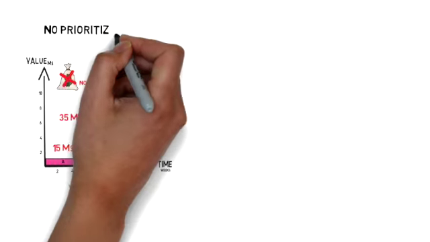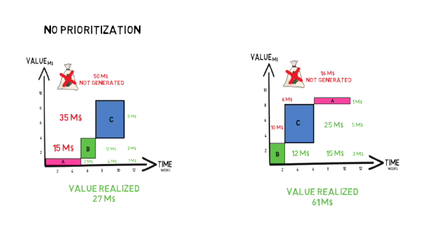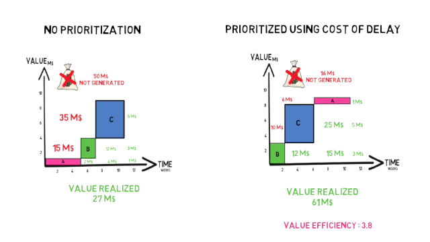By looking at these 2 diagrams, we can see that when we develop our features prioritized based on the cost of delay, we have a value efficiency of 3.8, compared to the value efficiency of the first scenario, which is 0.5. This model enables us to determine which order to do the features to minimize the cost of delay.